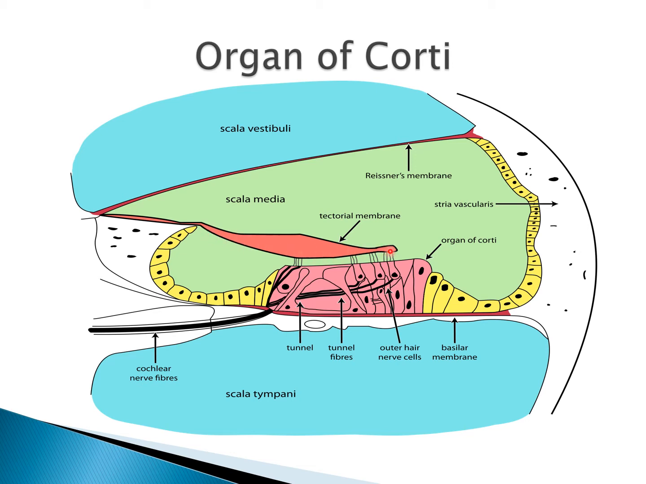Now here we can see that this is a tectorial membrane. It is a gelatinous membrane which is in contact with the cilia of the hair cells. So the shearing force between the tectorial membrane and the cilia causes the generation of the electric potential. So we'll see details again in the subsequent slides.